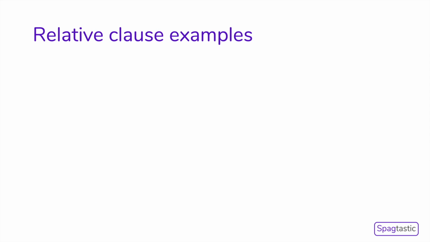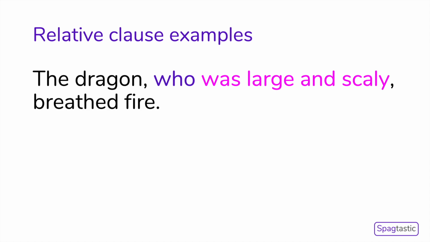Let's look at some examples of how relative clauses can be used in writing. In the sentence, the dragon, who was large and scaly, breathed fire, the main clause is the dragon breathed fire, and the relative clause is who was large and scaly. This is introduced by the relative pronoun who, and it tells us more about the dragon. Here, the relative clause has been inserted into the middle of the sentence to add extra information.